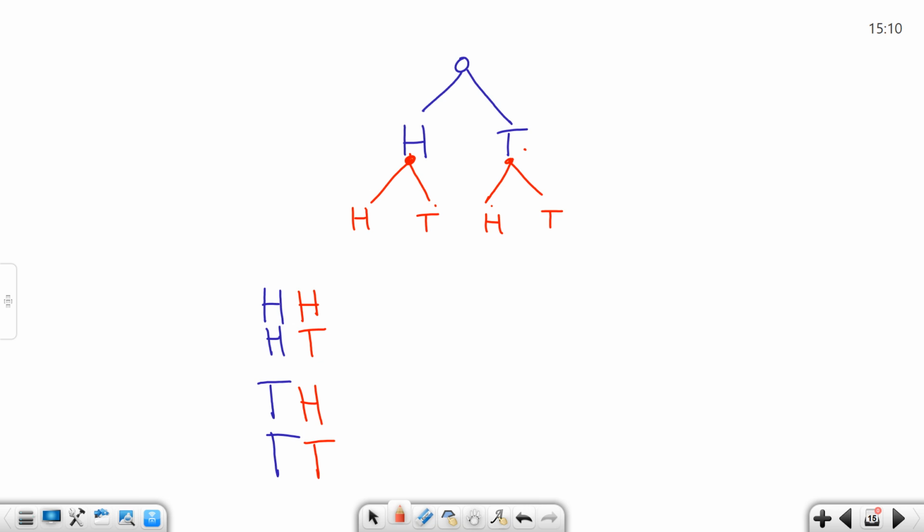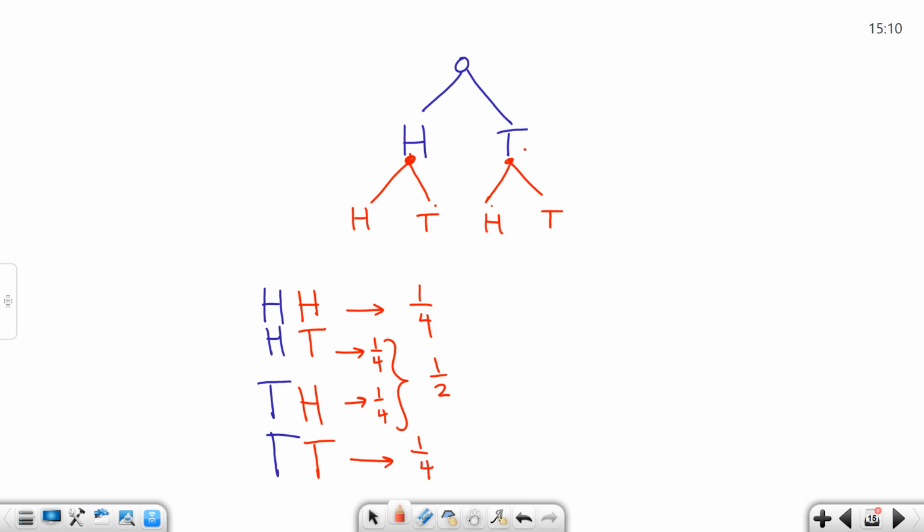There are 4 different outcomes. The probability of getting 2 heads is 1 out of 4. The probability of getting a head and a tail is 1 out of 4 and 1 out of 4, so that would be 2 out of 4, which is 1/2. And the probability of getting 2 tails is 1/4.